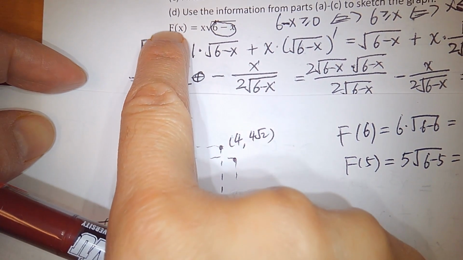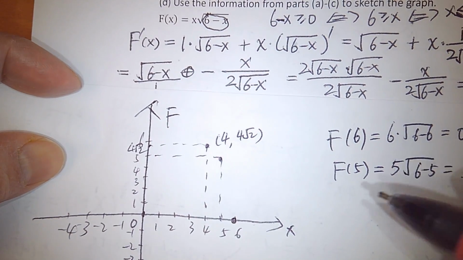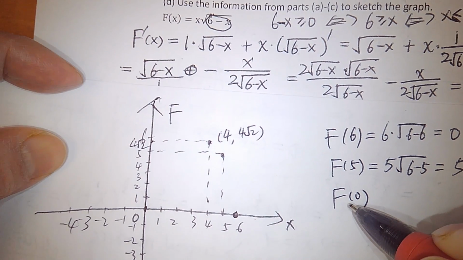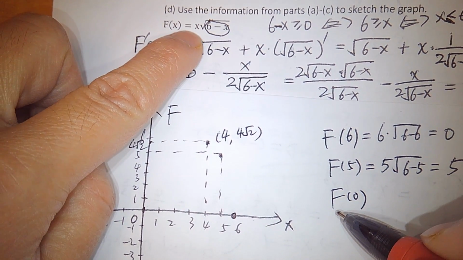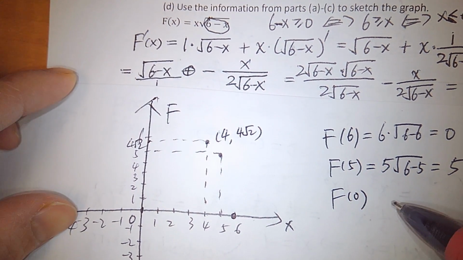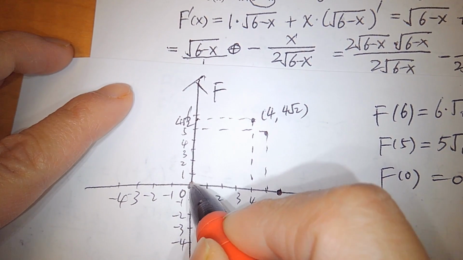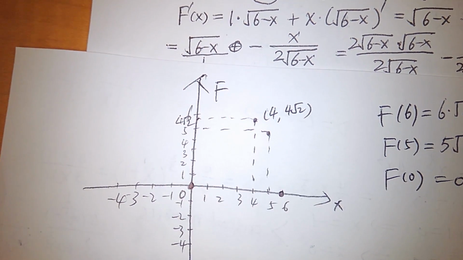Okay, so I would say, how about when x equals 0? Let's try some key values. What is f when x equals 0? 0 times square root of 6 is what? 0. Oh, that means the graph will pass through 0, 0.